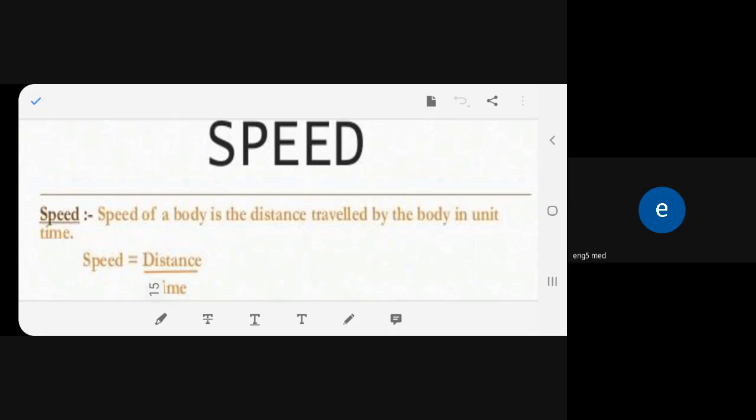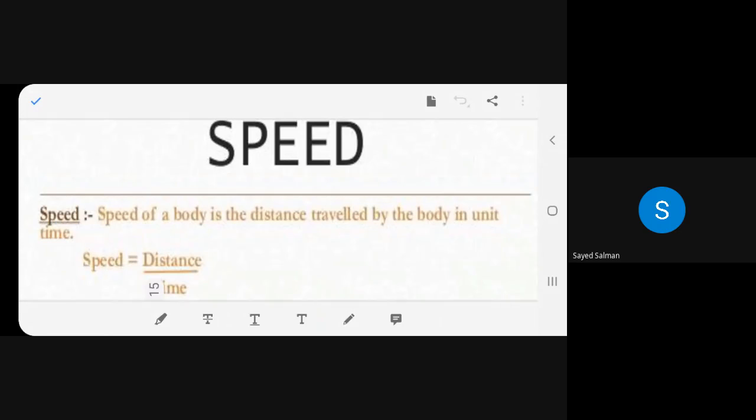Speed of a body is the distance traveled by the body in unit time. So speed is what? The distance per time. Per means division. Whenever I use the word per, as in per unit time, that means we are dividing. Always remember that. In the definition itself, you have the formula. So I'm giving you the hints.